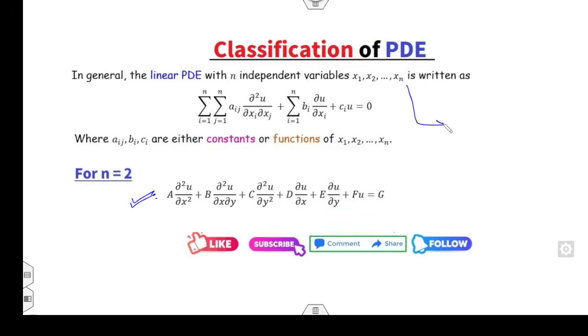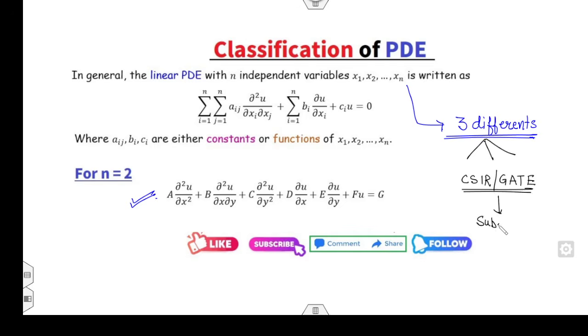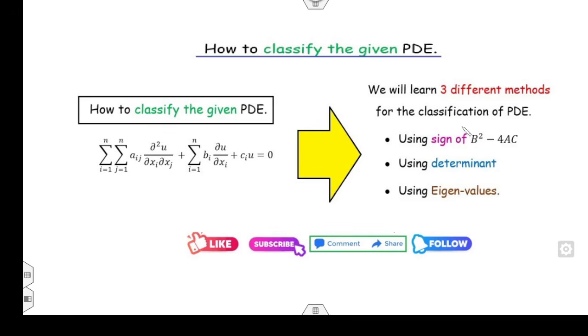In this lecture, I will explain the 3 different methods by which you can classify a given partial differential equation, and these 3 different methods are very useful if you are a student preparing for CSIR NET and GATE examinations. Moreover, these methods are also applicable for your subjective university examinations. Based on the nature of the partial differential equation, we can classify it by using the sign of the discriminant, by using the determinant method, and by using the eigenvalues method.